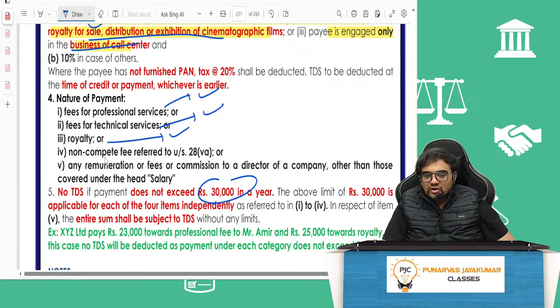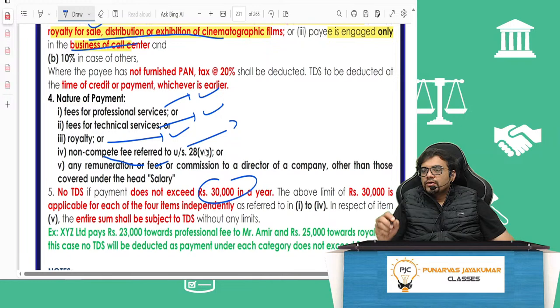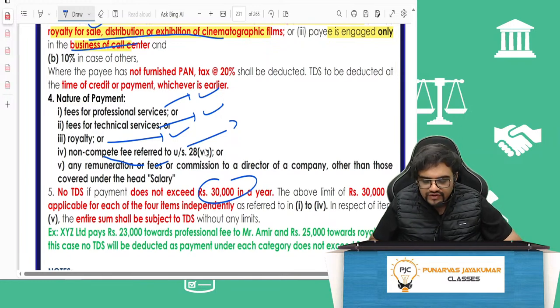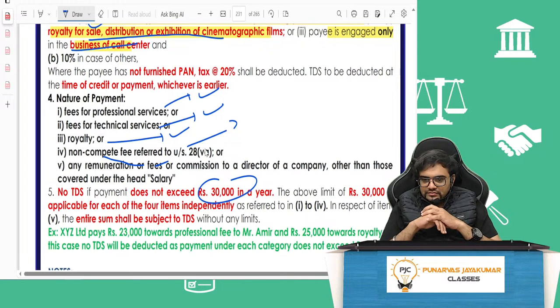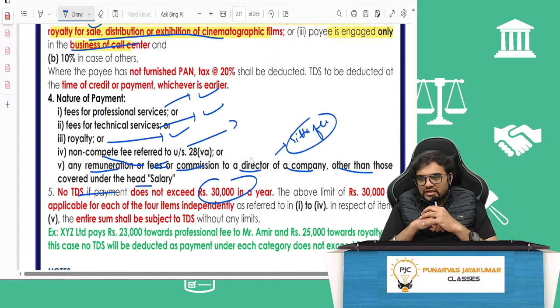Non-compete fee. Non-compete fee we had seen in 28.5A. That is, do not share the know-how, do not work elsewhere, work only here, be a full-time consultant. That is called non-compete fee, 28.5A. And any remuneration or fee or commission to a director of the company other than those covered under the head salary. This is your sitting fee.